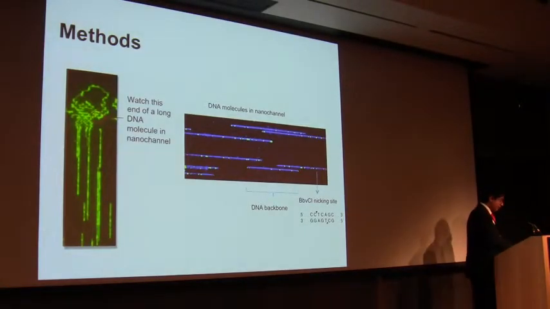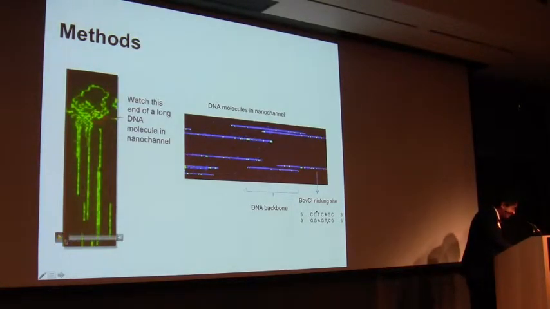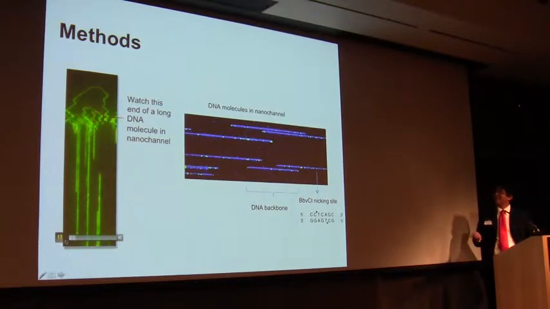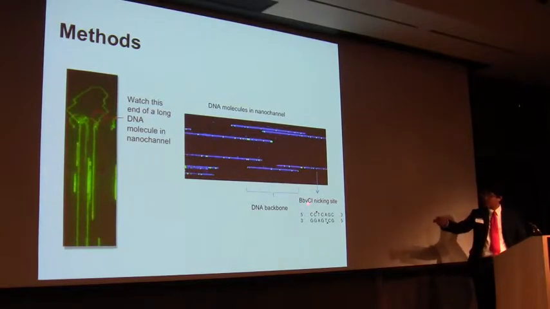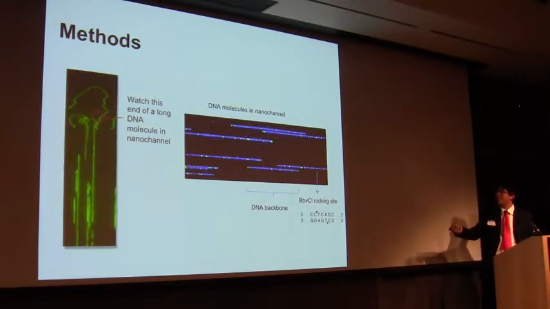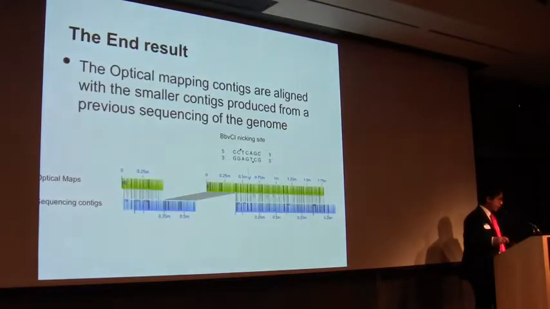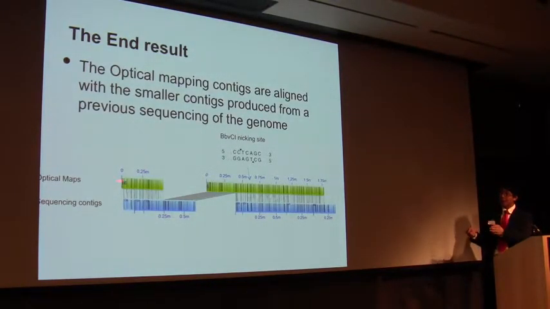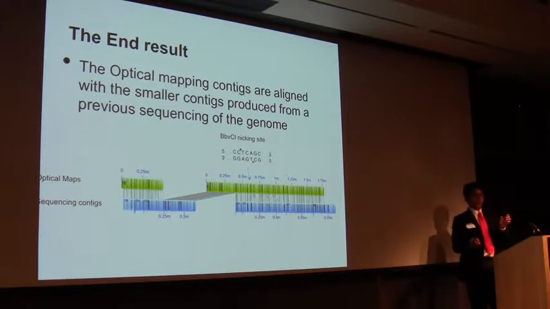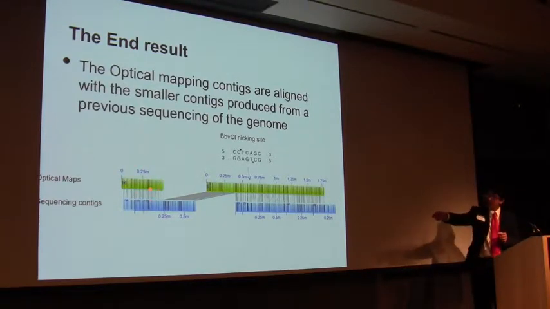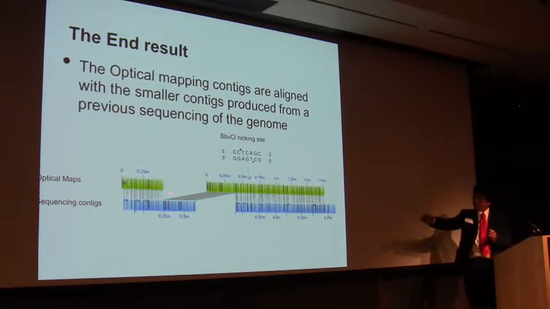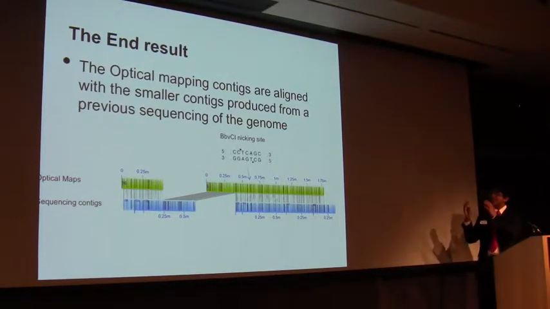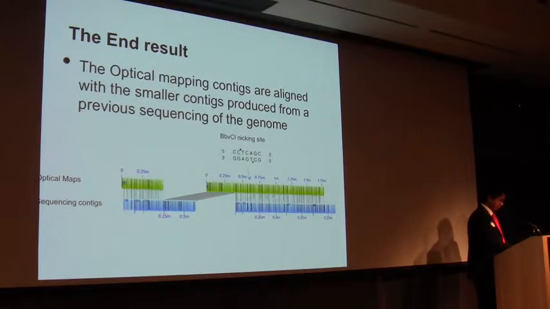So our methods are, hold on one second. So that's really pretty. We have DNA going through nanochannels that visualizes every location of the BBVC1 nicking site, previously GGAGTCG. And once you have that, you eventually get an optical map which shows you the location of every single one of those nicking sites. So each line here in this barcode-looking thing represents a nicking site. And this pattern of nicking sites matches with the pattern shown by the sequencing contigs. So you know that that's the order of the sequencing contigs.